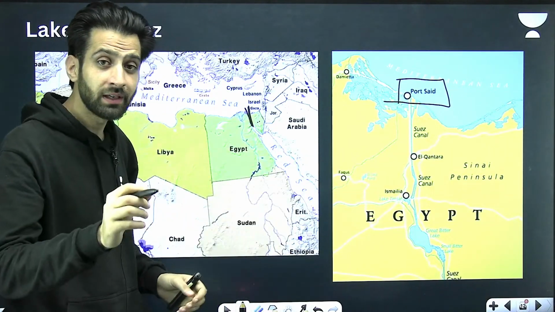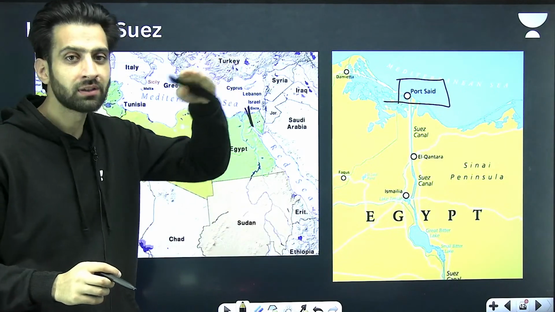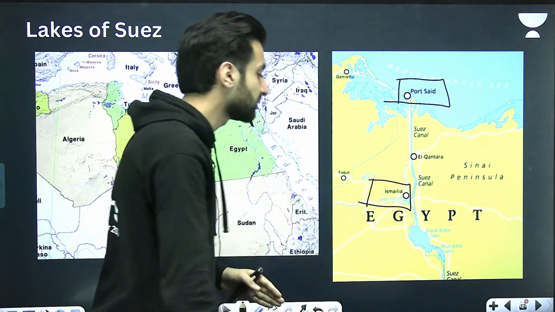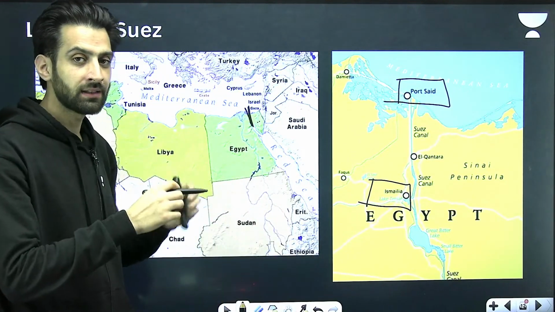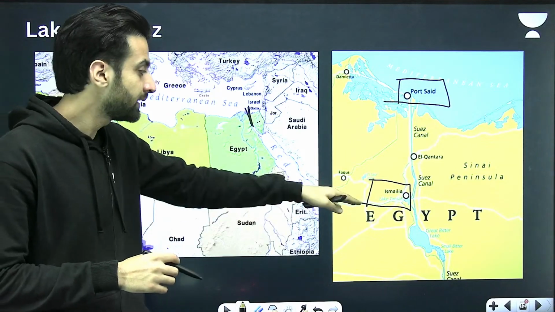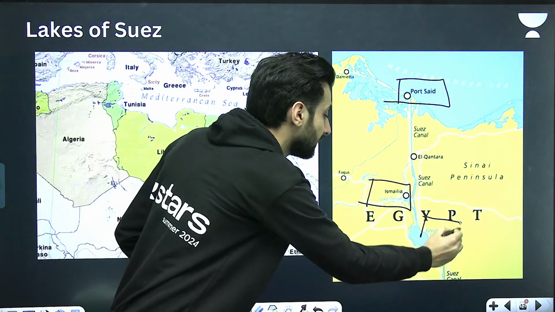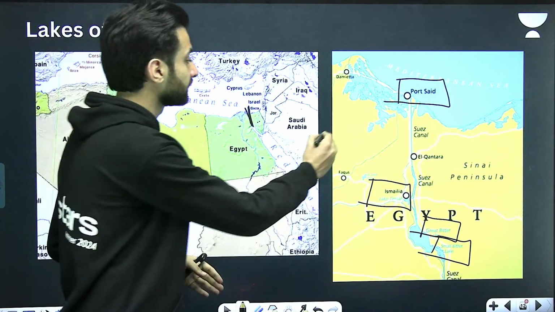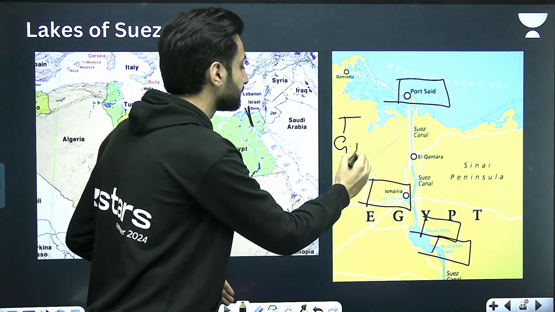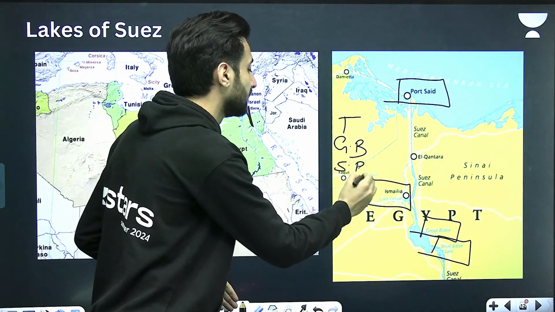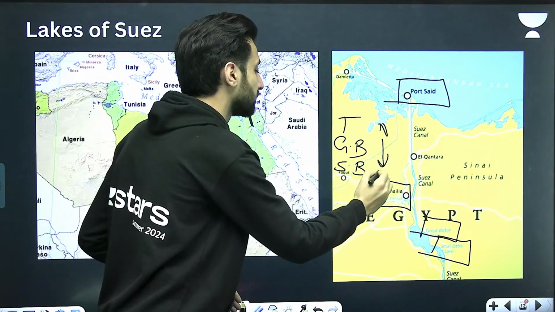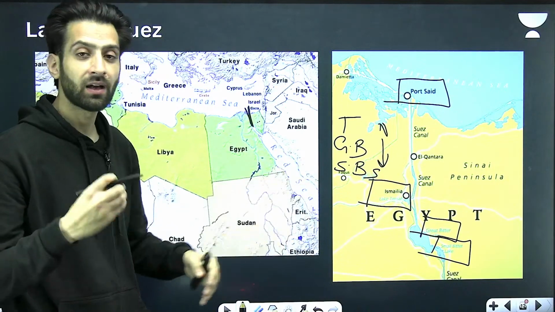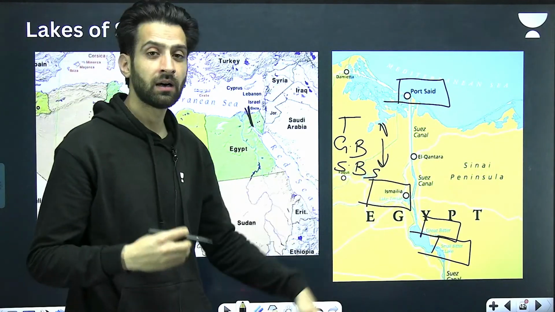Then, talking of some important lakes, remember them in the sequence from north to south. Starting from the north, you will have Lake Timsha. Memorize it in the sequence from north to south. You have Lake Timsha, then you will have Great Bitter Lake, and then Small Bitter Lake. These three, Lake Timsha, then Great Bitter Lake, then Small Bitter Lake, going from north towards south, are part of the Suez, or the Suez Canal passes through this place. This is how things go on. This is about the lakes of the Suez.